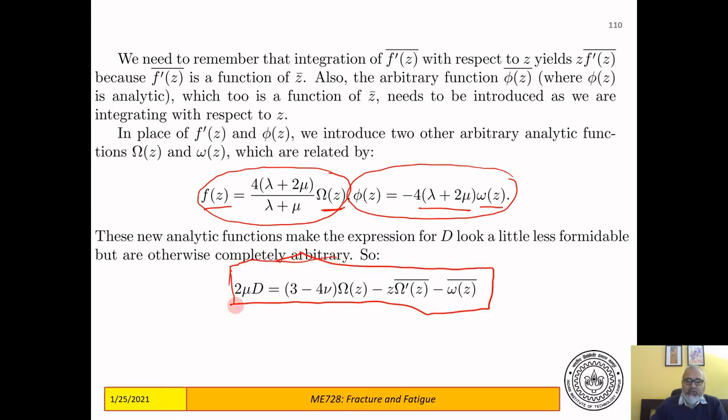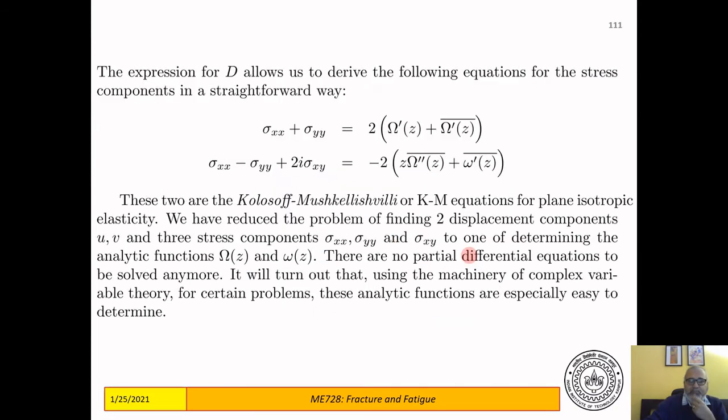So your displacements are now given in terms of capital omega z and small omega z bar, and this is the displacement equation. The real part of this is u, the imaginary part of this is v. Okay. Now once you have got the displacements, then you can derive the stresses using the constitutive equations, and these are the stress equations.